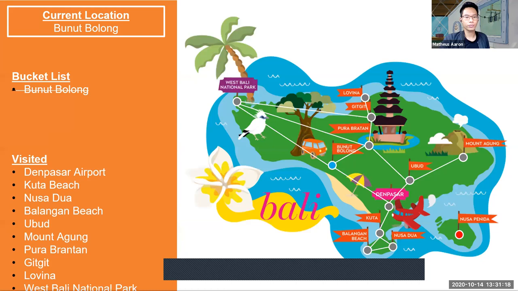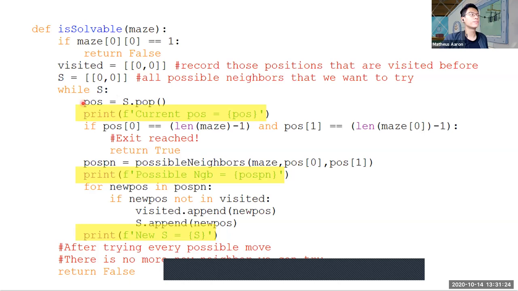At this position, you want to check whether the position is your intended destination or not. If it's yes, then we just return true. If it's not, then we need to keep on searching. Now I'm already at a particular position. I need to find all the possible neighbors, which is already defined here. You don't really need to worry about the implementation. Just trust that possible neighbors will return you the list of possible neighbors that you can go from your current coordinate position.